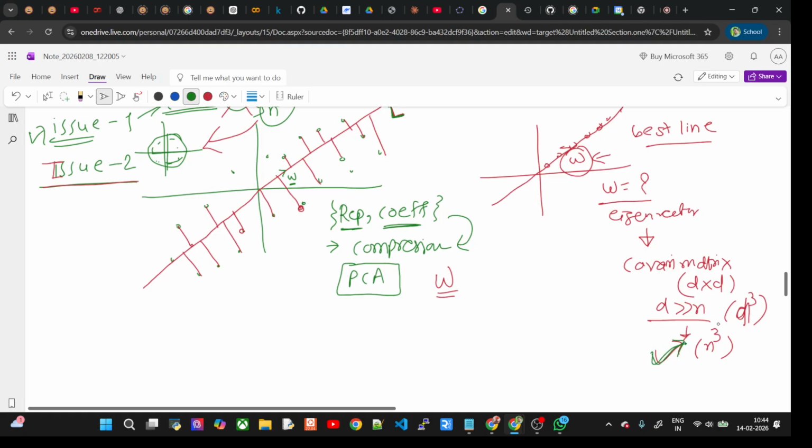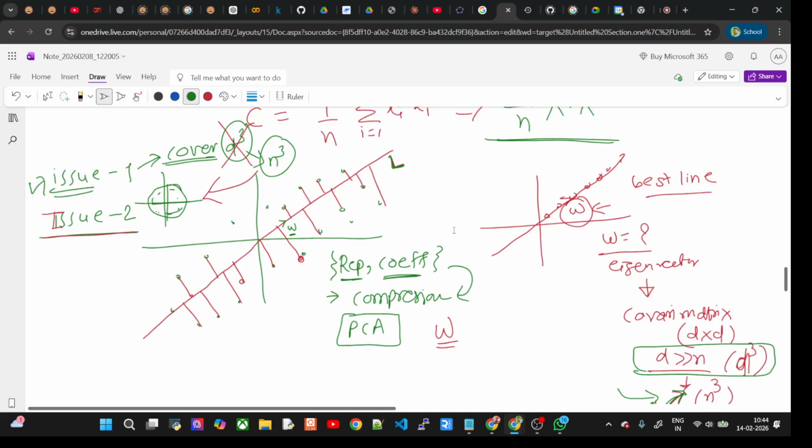So you don't go with d cube, go with n cube, but you simply can't go with n cube. So how can we go with n cube? That is the algorithm we will learn now here. Okay, so we understood now that w is the main thing.